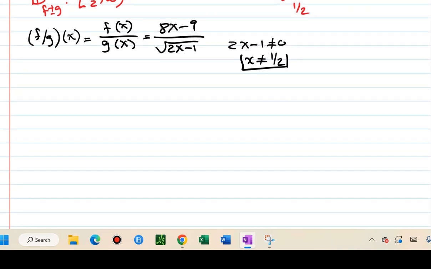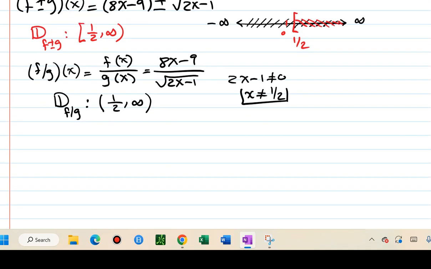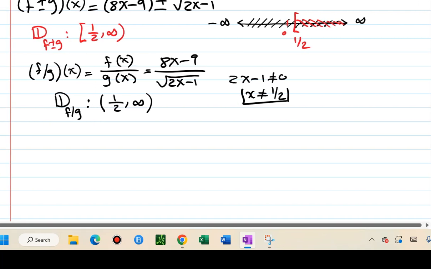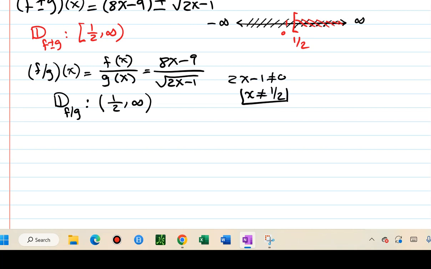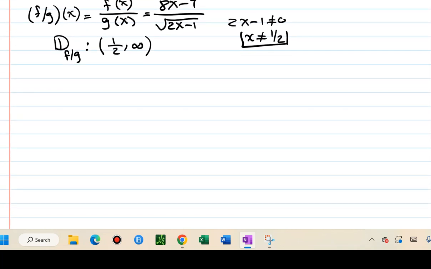So now, the domain of f divided by g is going to become, again, anything that's above 1/2, 1/2 to infinity. Look at this one and the one above it, bracket, parentheses. So one includes a half, the other one does not include. And again, because division by 1/2 gives you an undefined fraction.